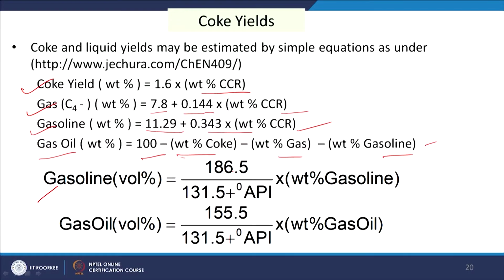Another formula: how much gasoline can we get? 186.5 divided by 131.5 plus degree API, into weight percent of gasoline, and for gas oil, 155.5 divided by 131.5 plus degree API, into weight percentage of gas oil. So, these are some empirical expressions available in literature for the prediction of different products of the delayed coking unit.